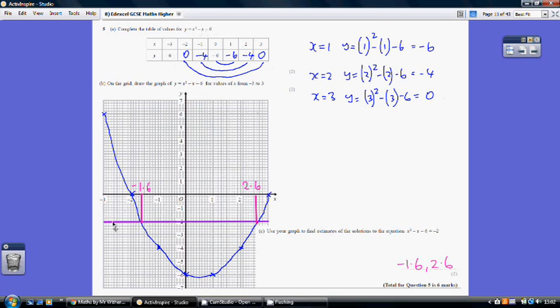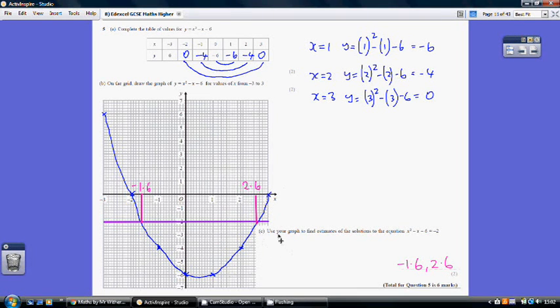So I've plotted these values. Apologies that this is not as smooth a curve as I would have liked, but it's quite hard to do it on the screen. So just make that a nice gentle curve, no straight lines, and make sure it's curvy at the bottom. Don't make it flat at the bottom, it's not a vase.